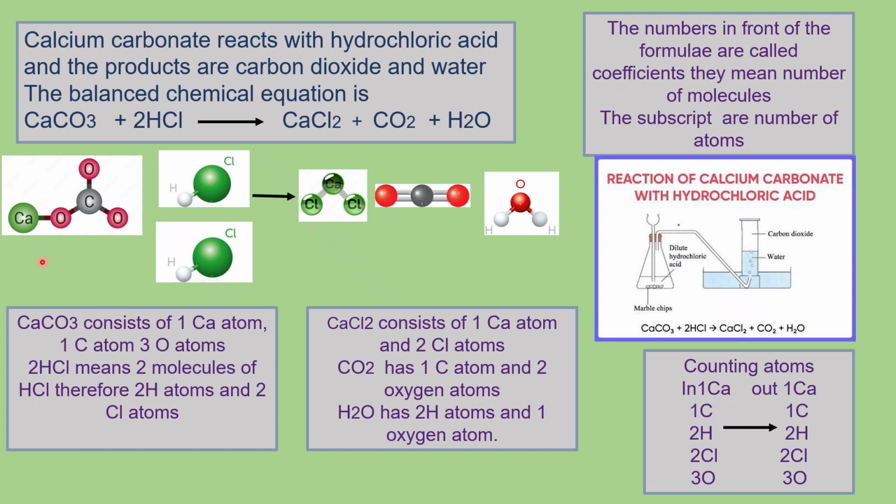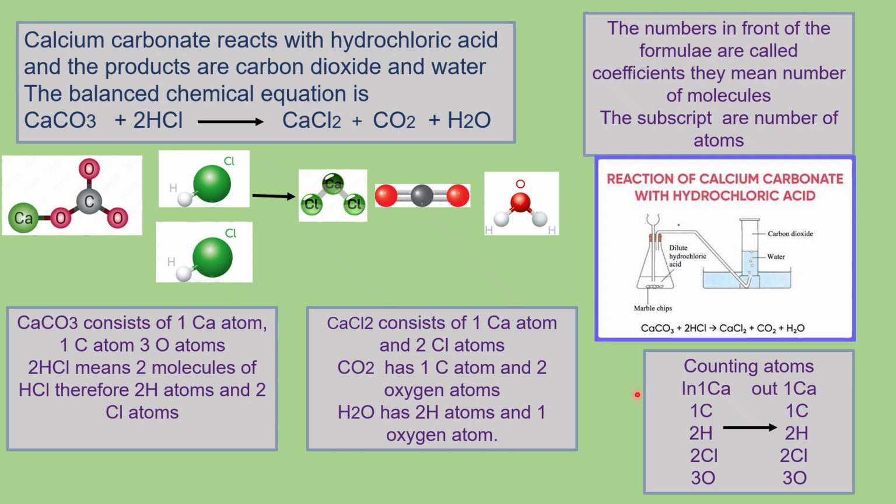So let's count the atoms in calcium carbonate. 1 calcium atom, 1 carbon atom, and 3 oxygen atoms. Let's count the atoms in HCl. You have 2 molecules, each one has 1 hydrogen and 1 chlorine. So we have 2 hydrogen atoms and 2 chlorine atoms. What about calcium chloride? Calcium chloride consists of 1 calcium atom and 2 chlorine atoms. Carbon dioxide, 1 carbon atom and 2 oxygen atoms. And H2O has 2 hydrogen atoms and 1 oxygen atom.